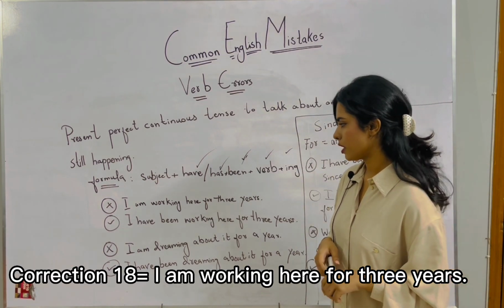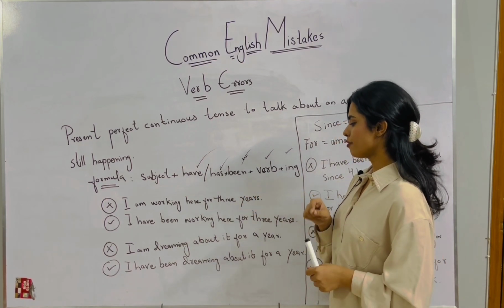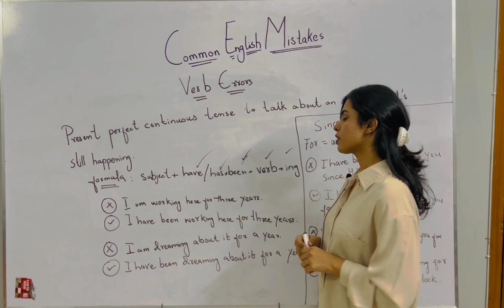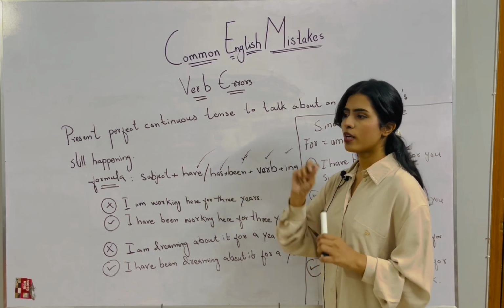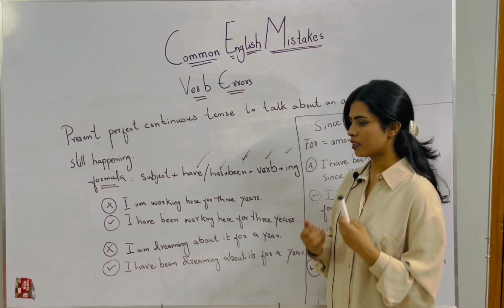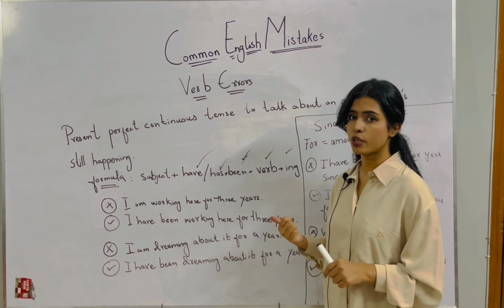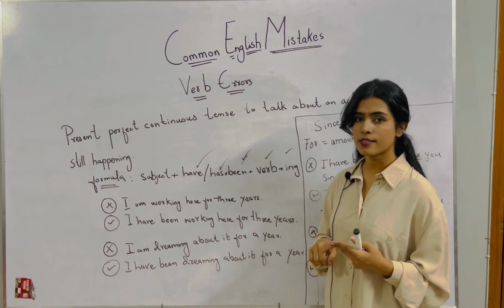The correction would be, although it kind of sounds correct, but the correction would be, I have been working here for 3 years. Why? Because I am working. So it is still happening. It is something that is happening. It is something that is continuous. So we are going to use ing with the verb along with have or has been.